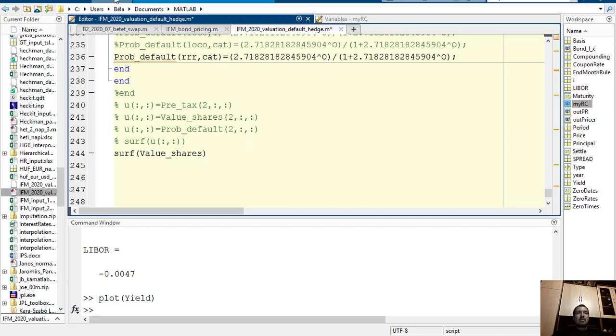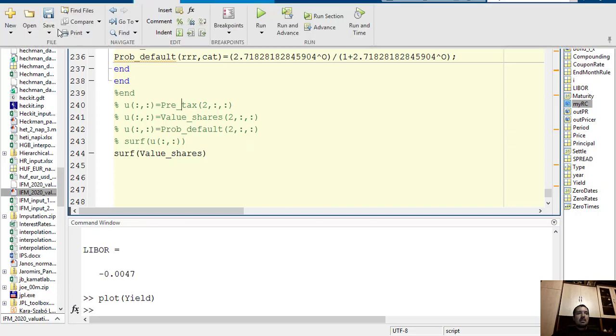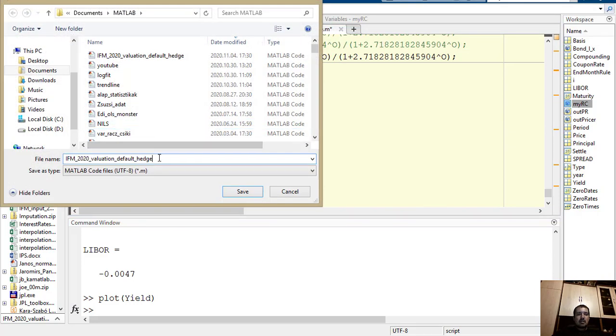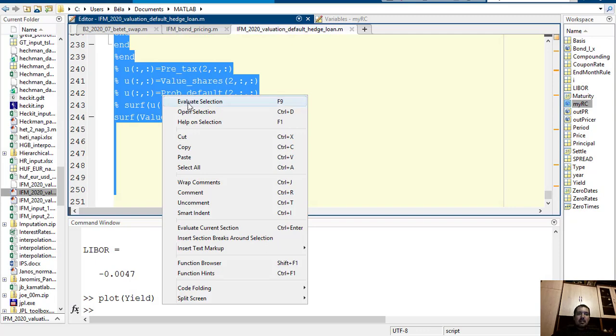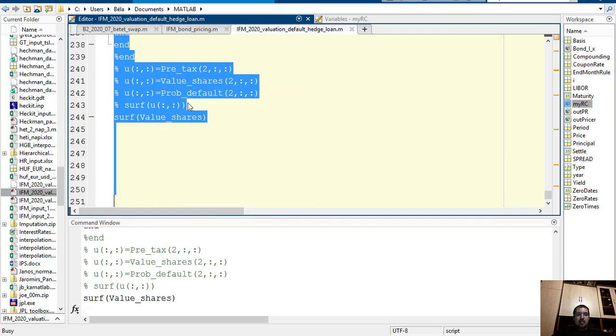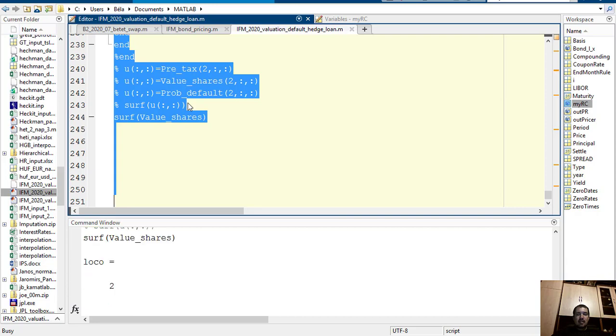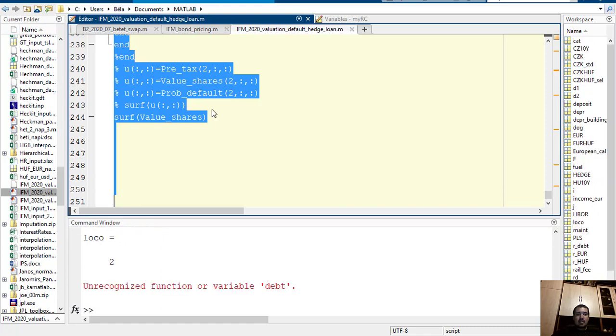First of all, I will make an alternative name for that. Let's save as loan. Actually, it's a bond, but doesn't matter. So, please don't freeze. A categories function of variable debt.